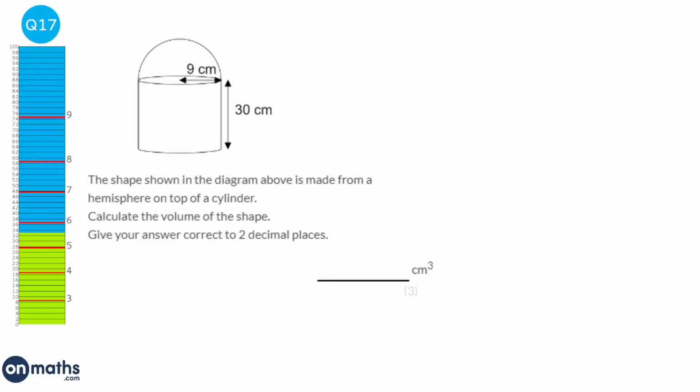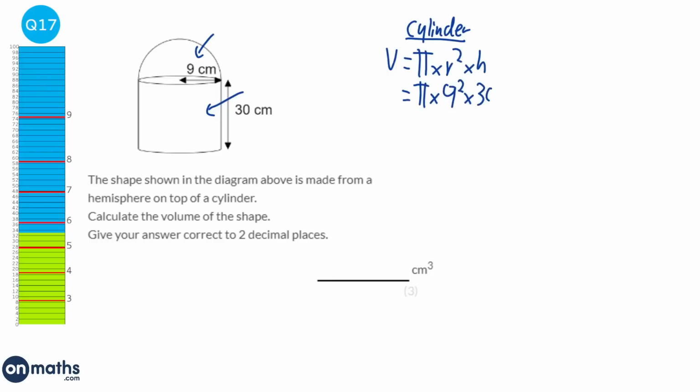There are 2 shapes we need to find the volume of. There's this cylinder here and this hemisphere here. So we might as well start with this cylinder. And the formula for the volume is pi times r squared times height. So the radius is 9, so 9 squared times the height, which is 30. And when we work that out, we get 7,634.070, blah, blah, blah. Next is the hemisphere.